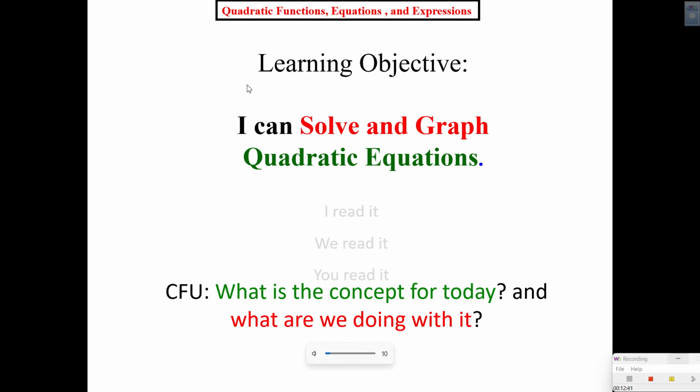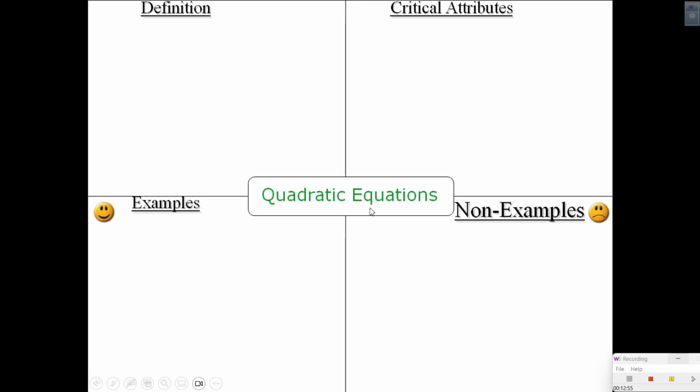So once again, our main concept for today is quadratic equations. What are we looking at? Quadratic equations. What are we doing today? We're solving and graphing. Okay. So in your Frayer model, what goes in the center? Quadratic equations. Write that in there, please.